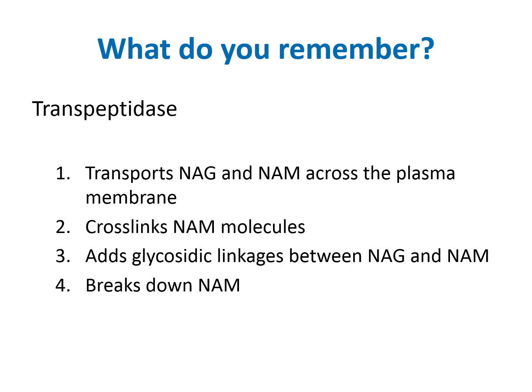Here's another one. Transpeptidase: is it number 1, transports NAG and NAM across the plasma membrane? Number 2, cross-links NAM molecules? Number 3, adds glycosidic linkages between NAG and NAM? Or number 4, breaks down NAM? Number 2. That's correct. Cross-links NAM molecules. Remember, this cross-linking is integral to strengthening the cell wall and helping the bacterial cell resist osmotic lysis.